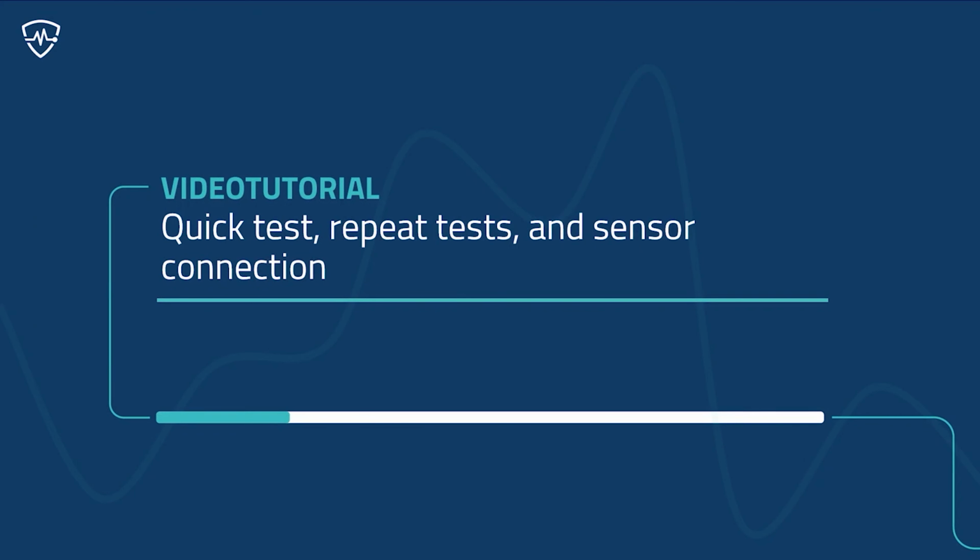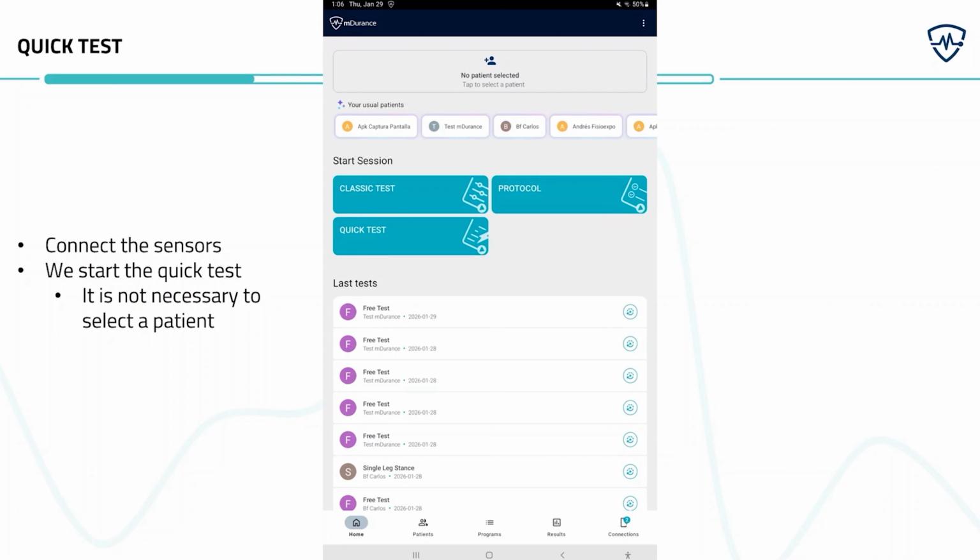Welcome to a new endurance video tutorial. This time we are going to explain 3 new features of the platform: the new quick test, the new repeat test mode, and the new sensor connection notification system.